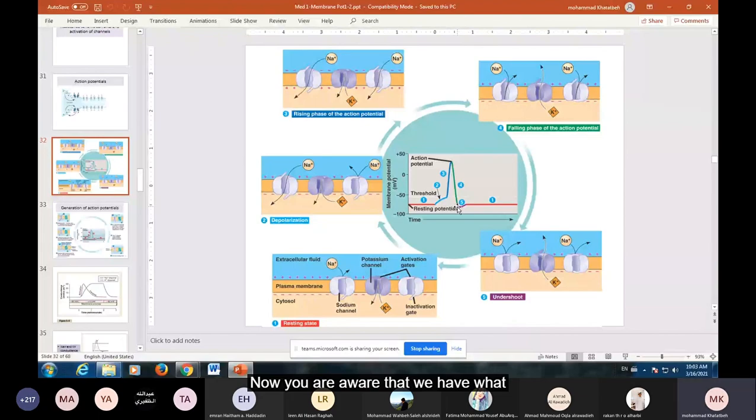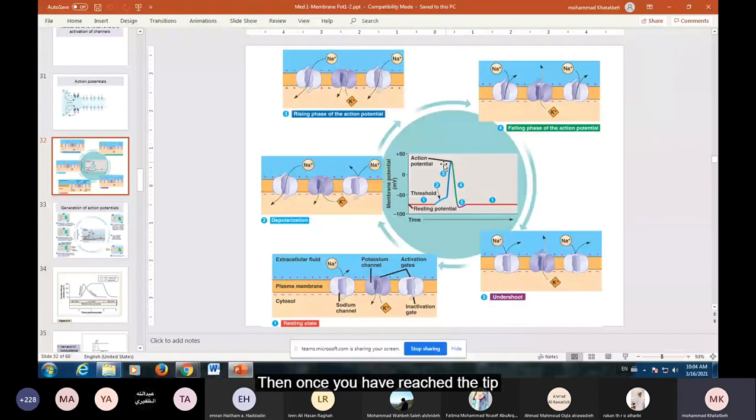So now you are aware that we have what we are calling threshold, and what we mean by that threshold. You have a very fast and high rise of this change in the membrane potential, becoming positive. What we mean by becoming positive is positive inside with regard to outside. That phase of the action potential, some call it depolarization, but others call it the firing stage of the action potential, which is phase 3.